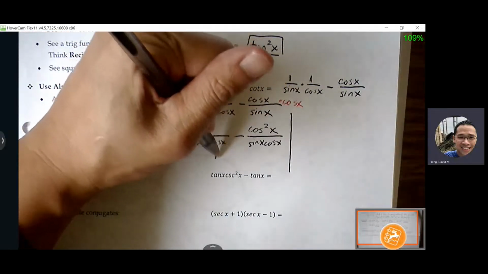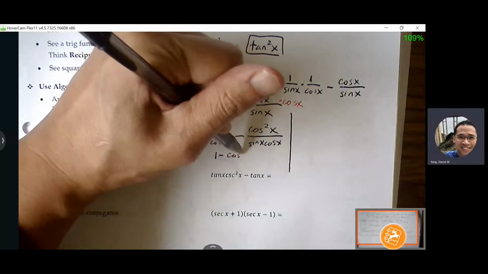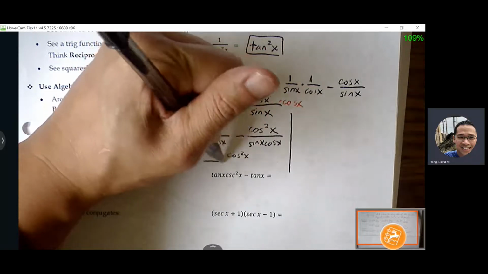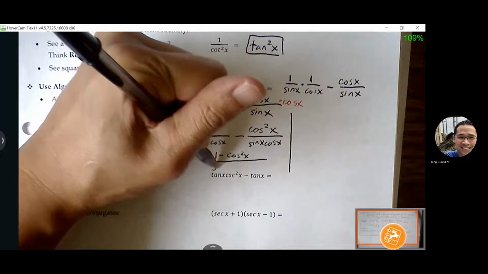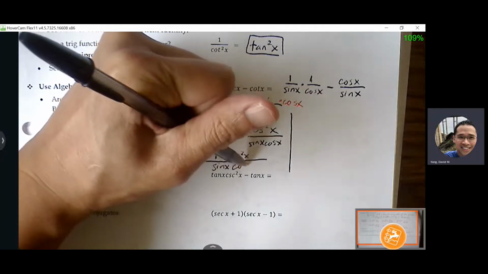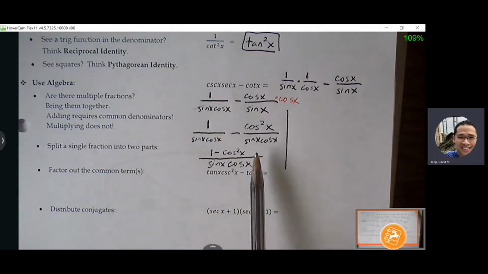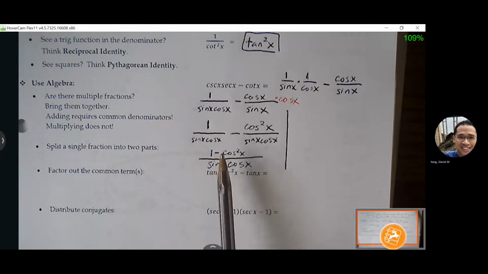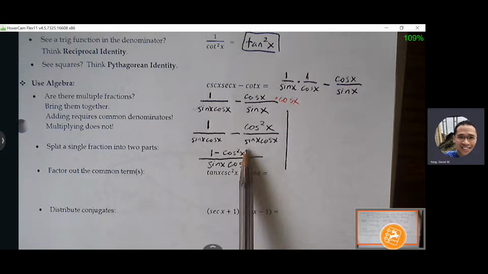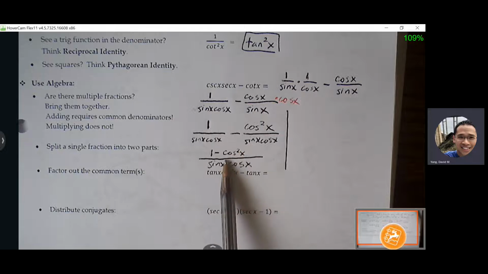So I'm left with 1 minus cosine squared x all over sine x cosine x. So we're making progress because we have everything under one fraction, but there's actually something more we can do here. 1 minus cosine squared x.